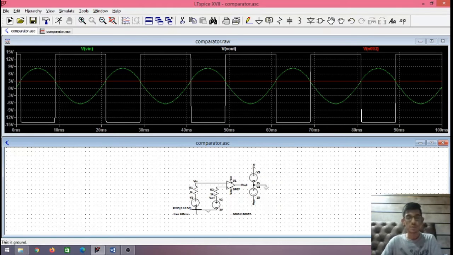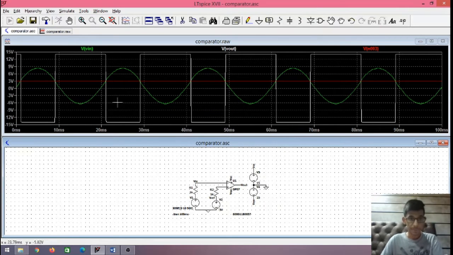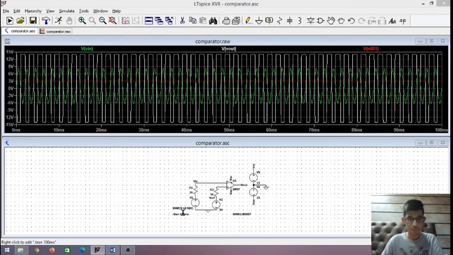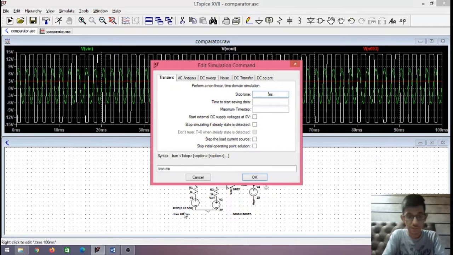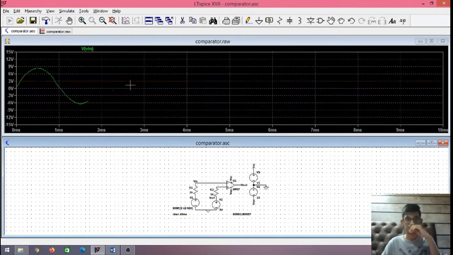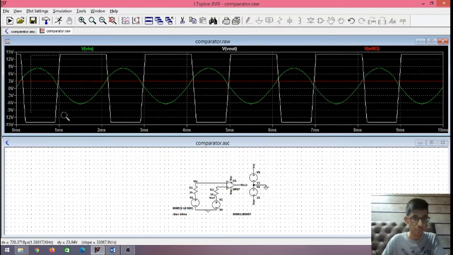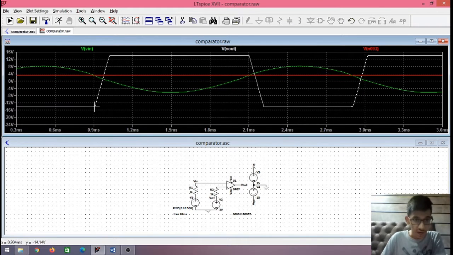But now let's check its frequency dependency. As we increase the frequency, let's see what changes in the output. For 500 Hz, I need to change the transient time so we can see it properly. Let us keep it 10 ms. Now let's run it. We can see that the slope does not exactly change at this point. It actually does change at this point, but the problem is that it starts to change, but takes time to reach the positive Vsat, which depends on the slew rate of the comparator. For OP07, it takes this much time.